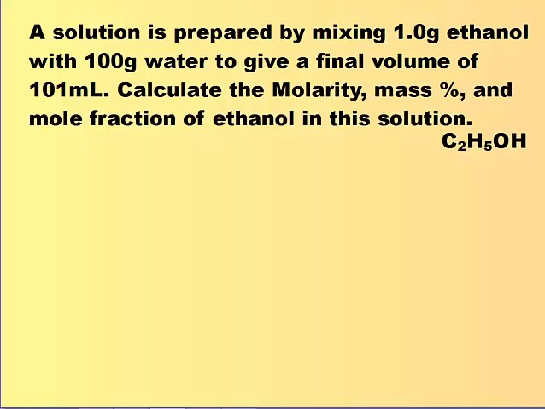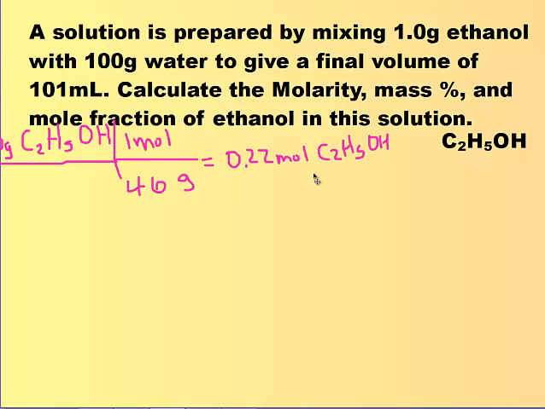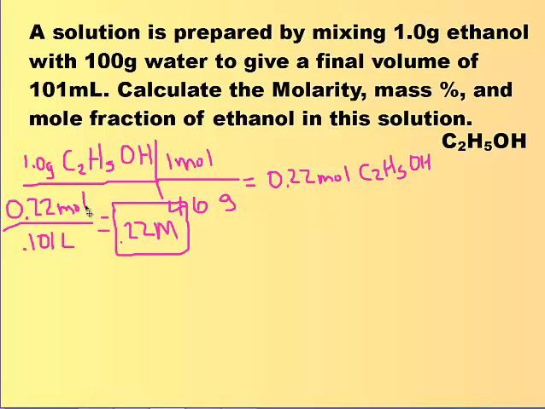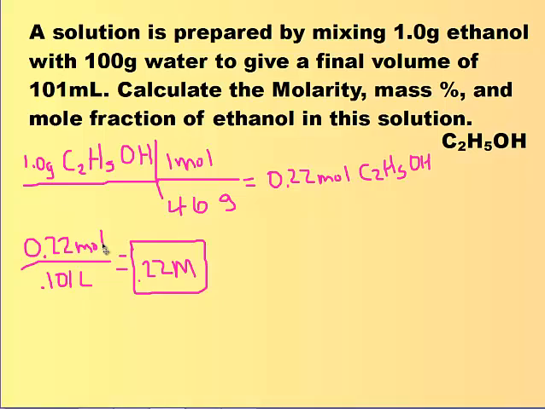The first thing you needed to do was convert your 1 gram of ethanol to moles of ethanol. You should have gotten 0.22 moles. To calculate your molarity, we're going to divide our moles by liters of solution. We have 101 milliliters. And so 0.22 moles over 0.101 liters is 0.22 molarity.